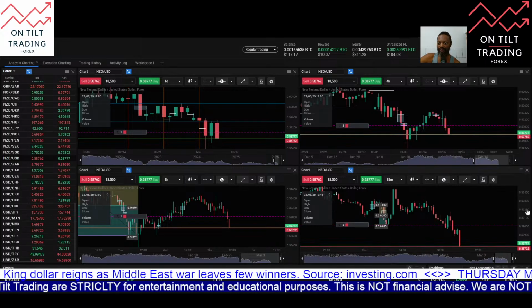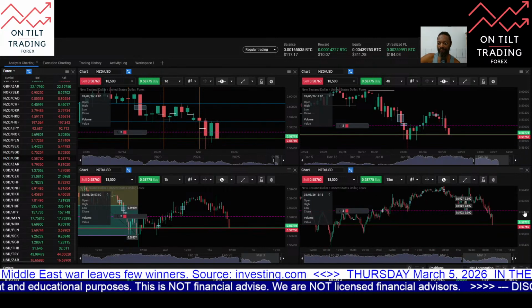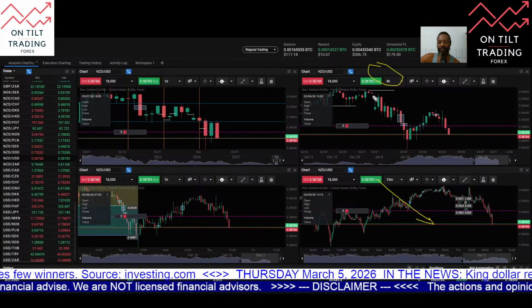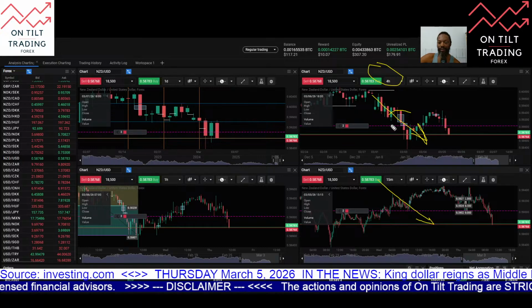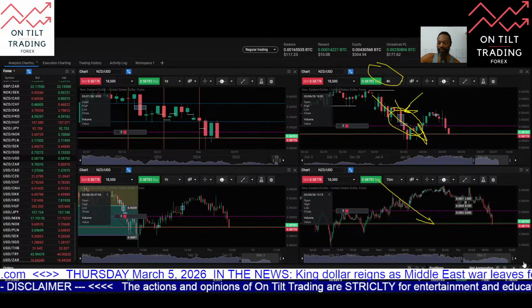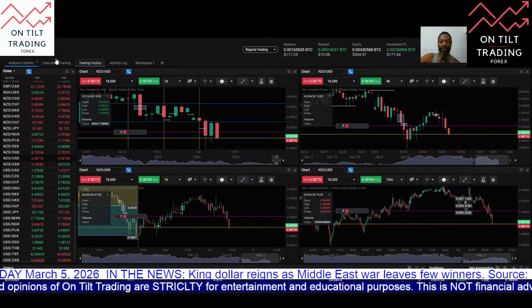Additionally, the 15-minute chart is bearish, and the 4-hour chart as well is bearish, and you can see also fair value gaps in this area. And then head over to execution charting.